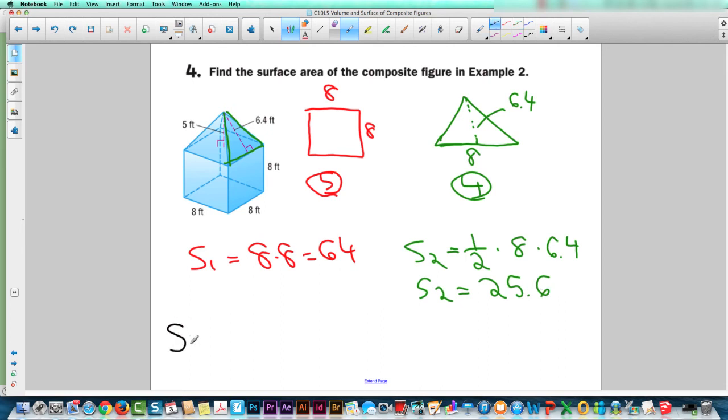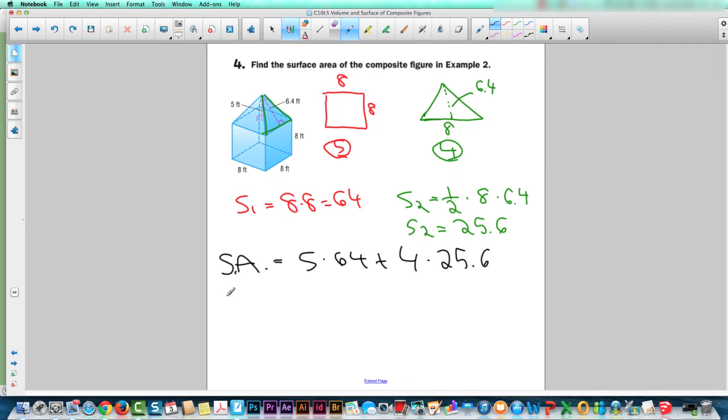So I'm going to write SA. This time I'll write the whole thing, SA. Now, how many of the 64s do I have? 5. So I'm going to do 5 times 64. Plus, how many of the triangles do I have of that particular size? 4 times 25.6. SA for surface area.